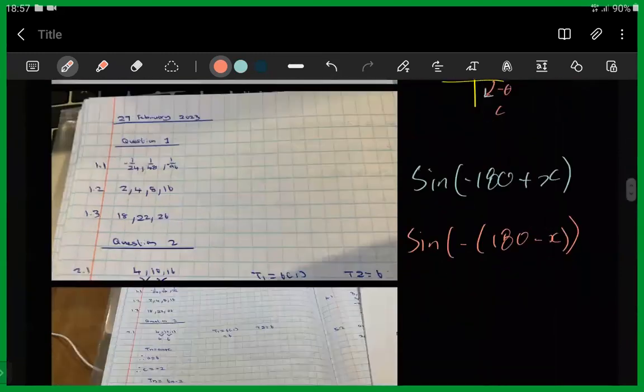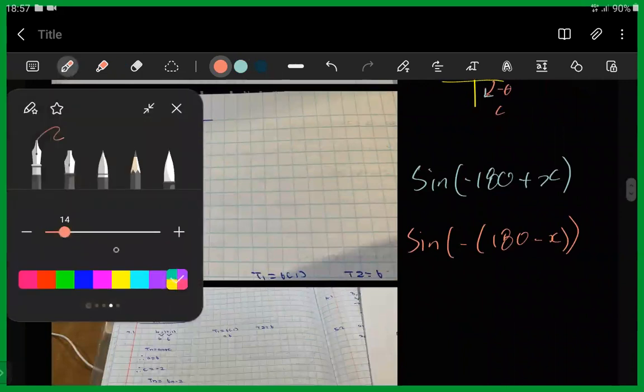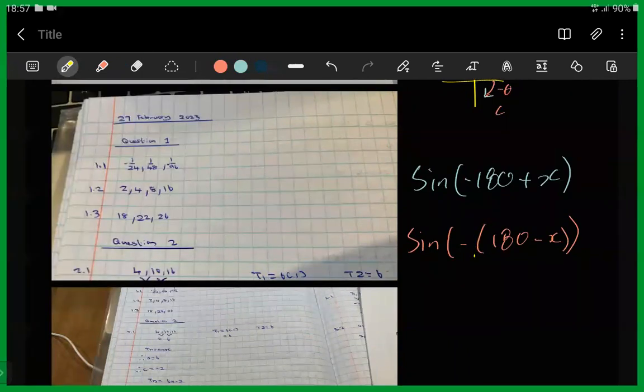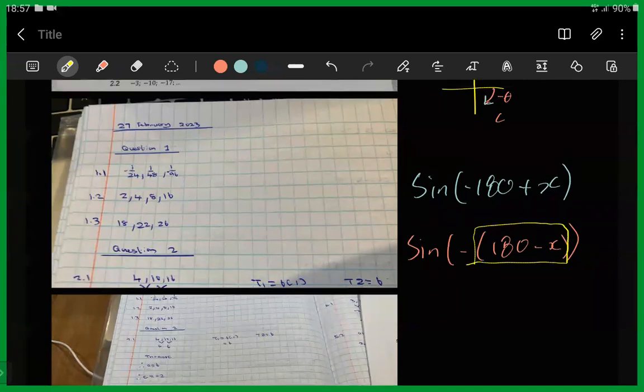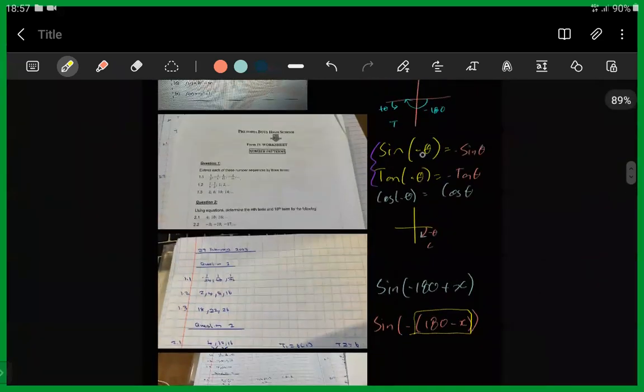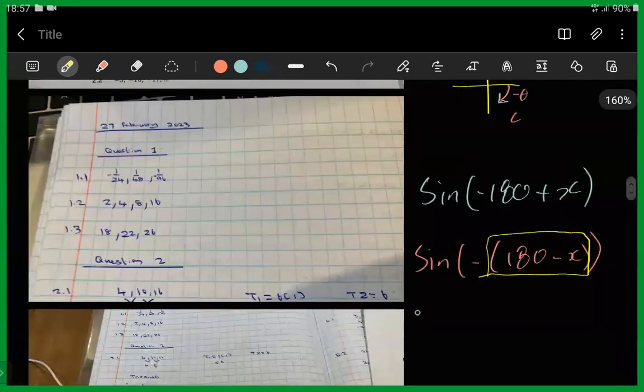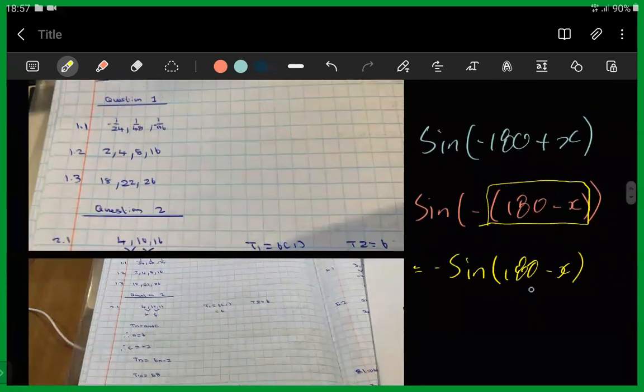And then you see here, this 180 minus x almost takes the place of this theta here. So what you know is sine with a negative anything is just negative sine. So this would give you negative sine of whatever this whole thing is, 180 minus x. As you look at this, remember you're dealing with this now. Don't mind the negative. The negative is already there.